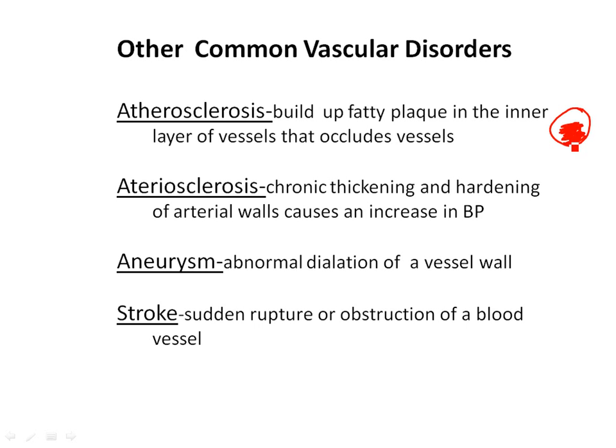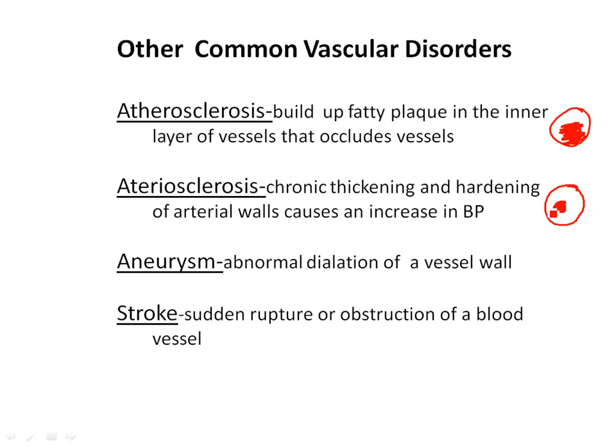With arteriosclerosis, this is more of a chronic problem where, whether it's due to age, which most often it is, you get this chronic thickening and hardening of the arterial walls. So now they're starting to get so thick that they're actually decreasing the lumen diameter of that vessel. So now you've got this smaller lumen, so things are not going to flow through it as easily, and so you're going to start getting an increase in blood pressure, and you're going to get a decrease in blood flow to the areas beyond that.